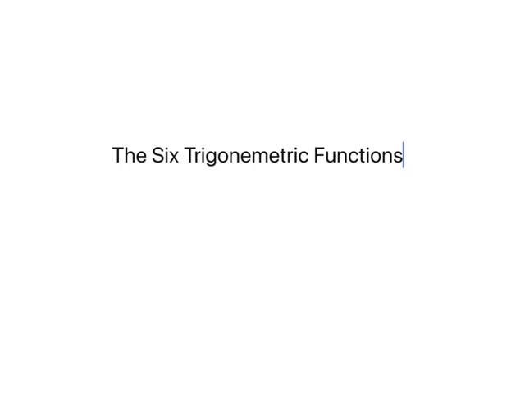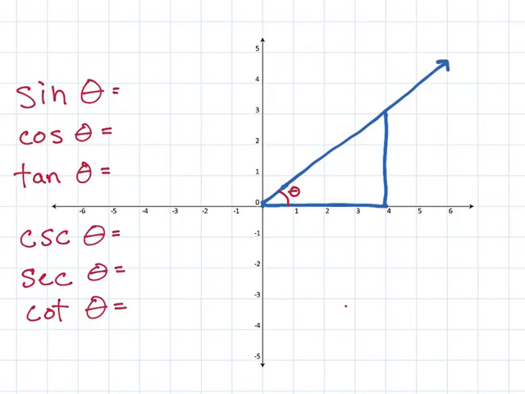The 6 trigonometric functions. The 6 trig functions are sine, cosine, tangent, cosecant, secant, and cotangent. We're going to talk about the 6 of those in relation to the angle and triangle you see at the right. Now, we can see here that we have a right triangle that exists in quadrant 1.